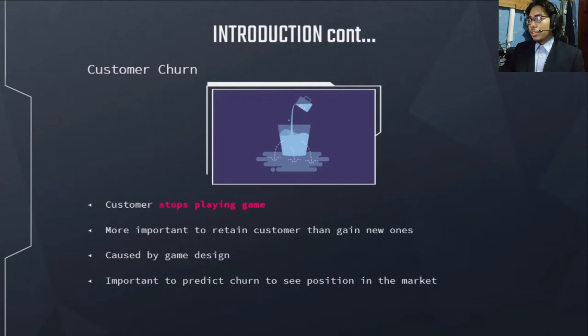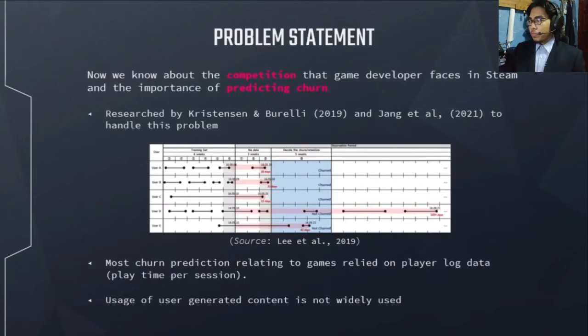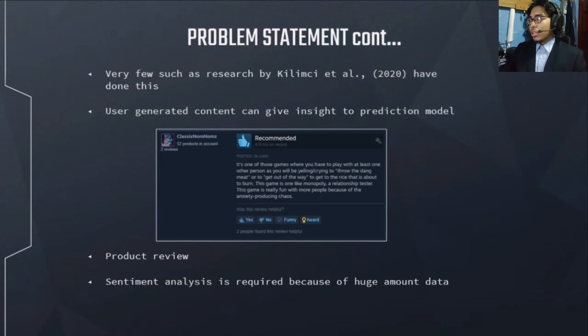And when it comes to churn in video games, it is caused by game design. It is important to predict churn so that the company can see their situation and their position in the market to make decisions. Moving to the problem statement, this matter was researched by Christensen and Burelli and Jenk et al. To handle this problem, most churn predictions relating to games relied on player log data, hence user-generated content is not widely used in this area. Where few, such as Kilimchi et al., have done this, it can be concluded that user-generated content can give insight to a prediction model.